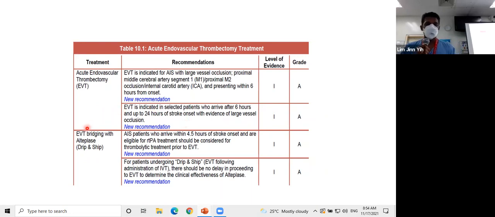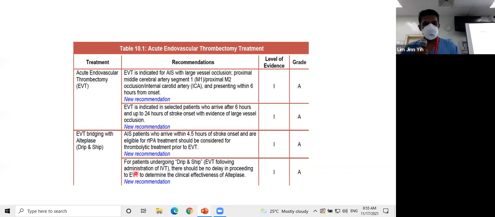Okay. So what about drip and ship? Drip and ship basically means we thrombolize the patient first and then we proceed with thrombectomy. So for those acute ischemic stroke patients who present within 4.5 hours and eligible for rtPA, they should be considered for thrombolytic therapy prior to EVT. Meaning to say within 4.5 hours, thrombolize them first and then proceed with the EVT procedure.